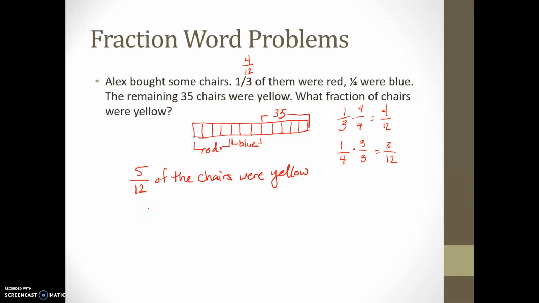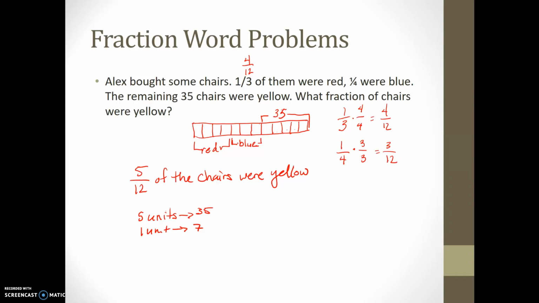So here's what we're going to do. We're going to actually solve this with the unitary method. So we're going to say 5 units is 35. Then we'll divide both sides by 5, so 1 unit equals 7. And now we want to know how many of the chairs were yellow.